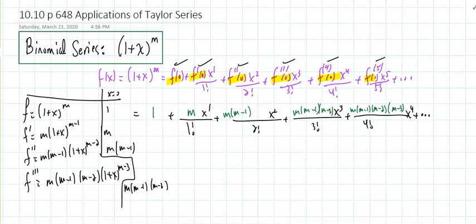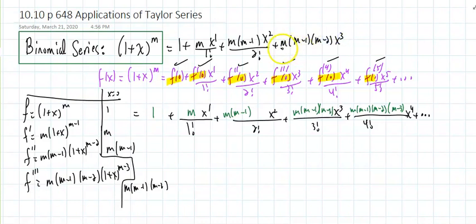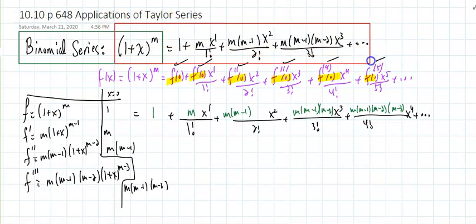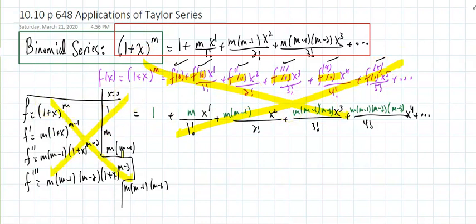Now, something I want to point out. This is 1 plus n x to the 1 over 1 factorial, plus n times (n minus 1) x squared over 2 factorial, let me write this clearly, plus n times (n minus 1) times (n minus 2) x cubed over 3 factorial, and the list goes on. The deal is, somebody worked this out and wants you to avoid all of this work.